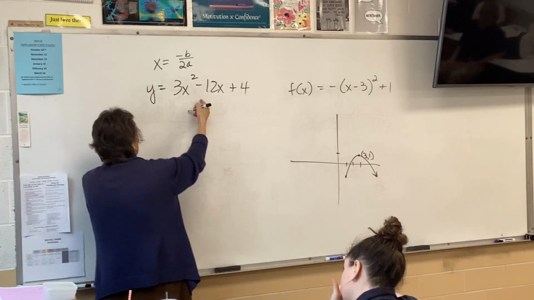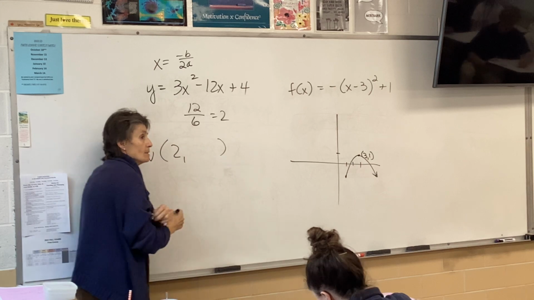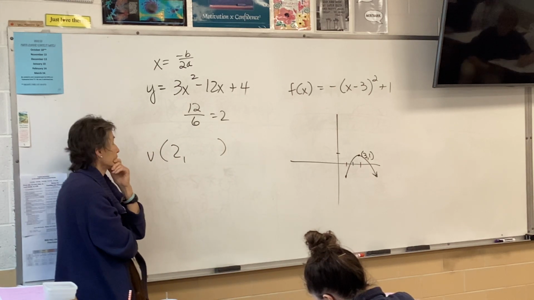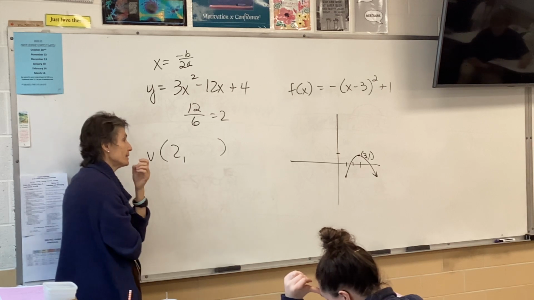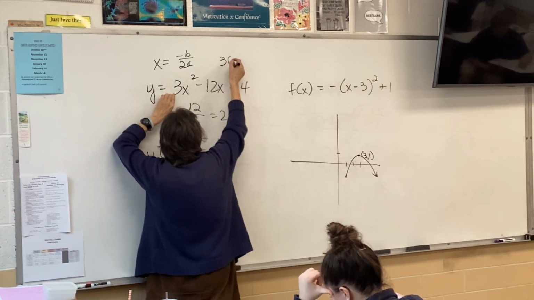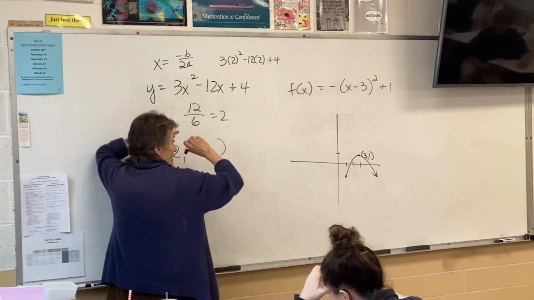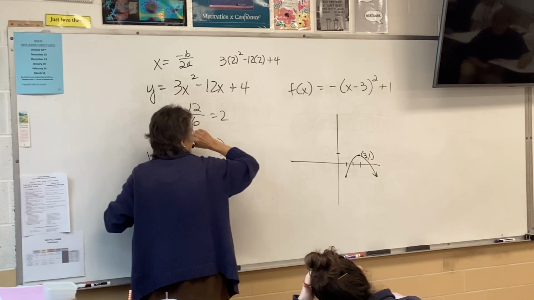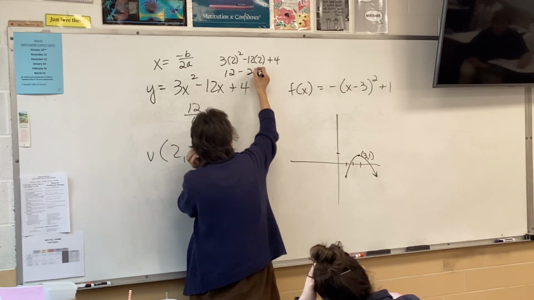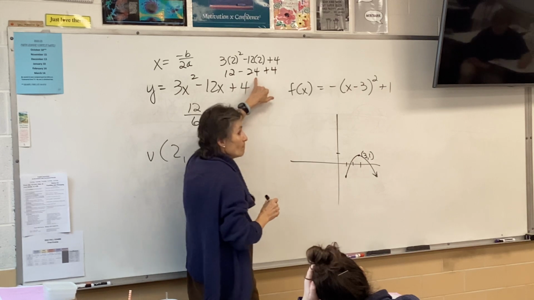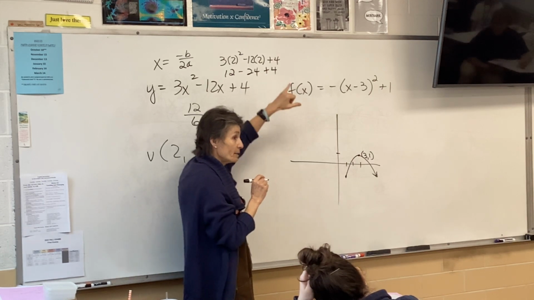All right, so here we go. Negative b over 2a, I got 2. So my vertex has an x coordinate of 2. How do I get the y? Plug in the 2 for x. So 3 times 2 squared minus 12 times 2 plus 4. You can do this without a calculator. What's 2 squared times 3? 12. What's 12 times 2? 24 plus 4. All right, what's 12 minus 24? Negative 12 plus 4 would be negative 8.